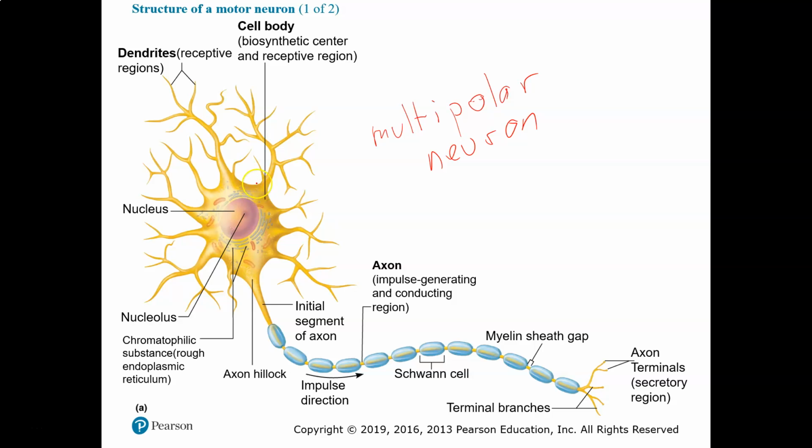Here is your cell body. That's the cell body. You can see the nucleus, and inside that you can see the nucleolus. You see all the dendrites, which are the areas of the neuron that receive impulses. The axon hillock is where an action potential begins.